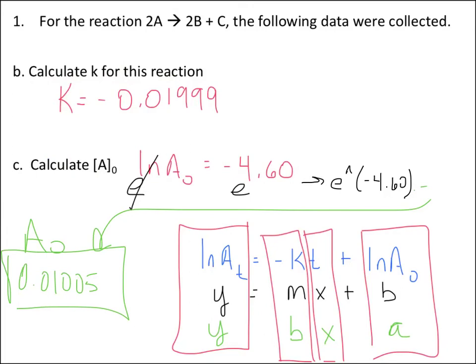That's my initial concentration. And how you solve these is different for each of the three integrated rate laws. Just make sure that you understand what the y-intercept is. Because for zero order it's just the initial concentration, but for first order it's the natural log of it, right? So make sure that you're aware of that when you're solving these kinds of problems.